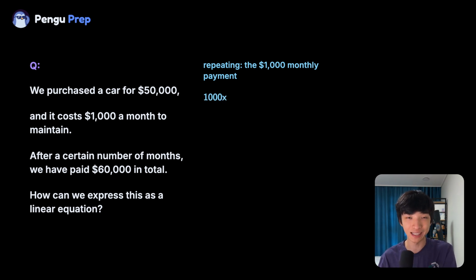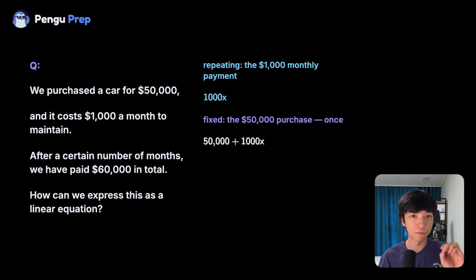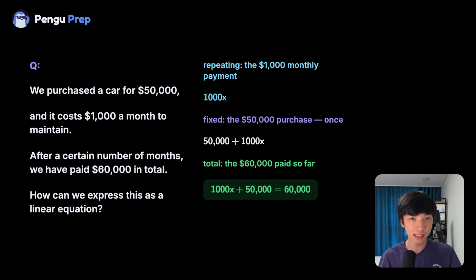So we have 1000x. Now what's the fixed part? We only bought the car once for $50,000, so that's the fixed part. So we have 50,000 plus 1000x. Now what's the total part? It's $60,000. That's how much we paid so far. So the full equation becomes 1000x plus 50,000 equals 60,000.